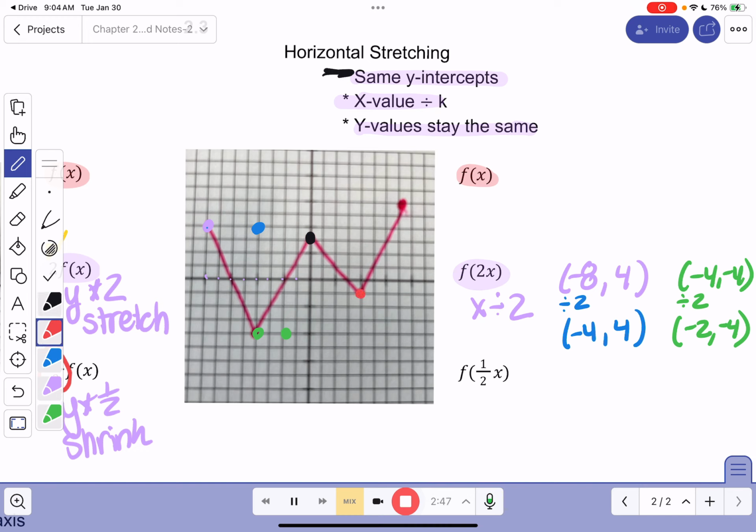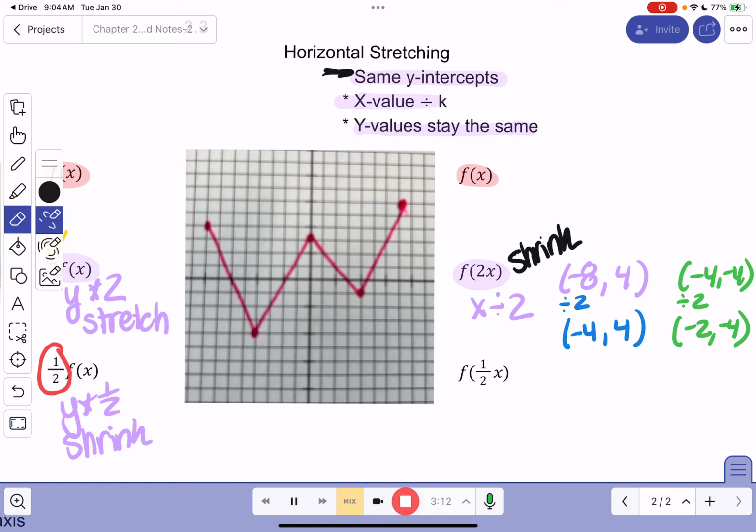This point, our x is 4. So 4 divided by 2 is 2. And this last point is 7. 7 divided by 2 is 3.5. So we draw our new shape. This time, our whole number squishes it. So this one's a shrink. Again, the opposite of what you would expect.